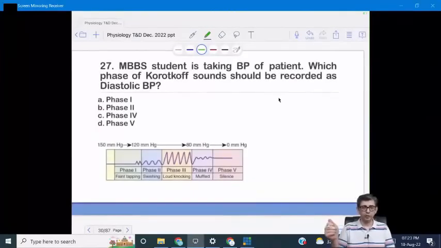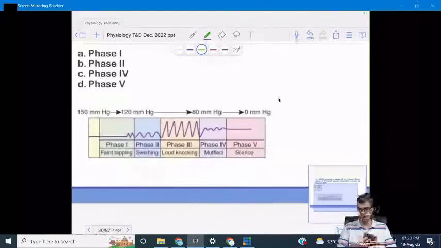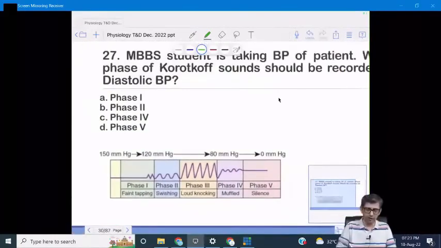Coming to 27, a student is taking blood pressure of a patient. Whenever you are recording BP of a patient, when you check with the stethoscope, you can hear some sounds which are called Korotkoff sounds. So when should we consider Korotkoff sounds? I mean, when should you take them into consideration? There are 5 phases of it. When would you take it as systolic blood pressure? Systolic blood pressure would be phase 1.